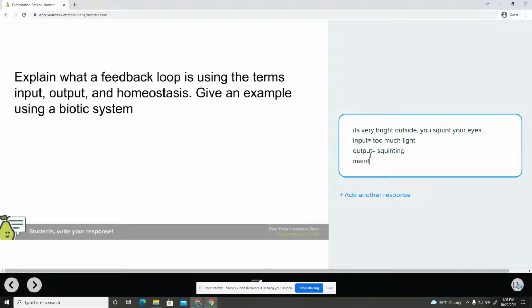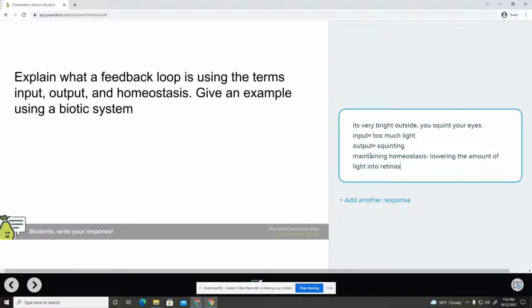And you're maintaining homeostasis, a stable, I can't spell, a stable internal environment by lowering the amount of light into your retinas. So you're trying to control the amount of light and keep it in the range that's most comfortable.